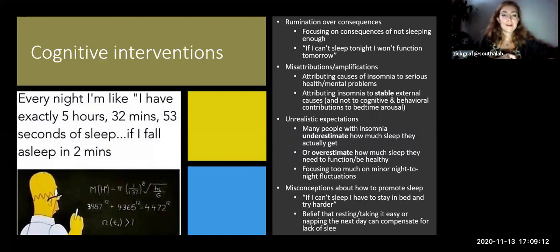Also, they might believe that if they just compensate for their lack of sleep by resting a lot or taking naps the next day or by going to bed really, really early, they can make up for the sleep that they lost. But again, that just creates a lack of sleep pressure when they go to bed if they take naps during the day, or it creates conditioned associations between being in bed and being awake because they go to bed really early but don't go to sleep.